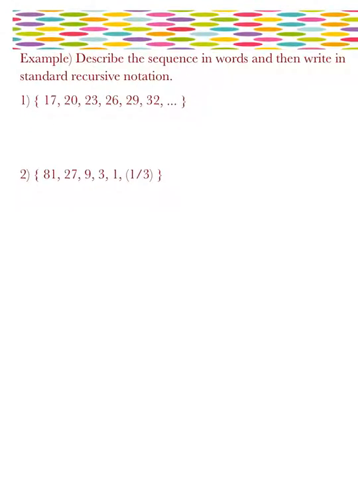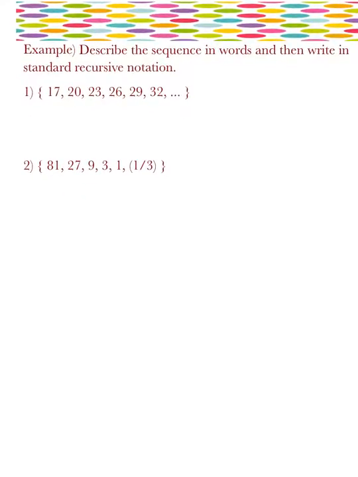Here, in the next example, I want to describe the sequence in words and then write the recursive notation for the sequence. So in the first one, I've got 17, 20, 23, 26, 29, 32. So I can see the pattern where each term I'm adding 3 to the previous term. And I can see this works throughout.